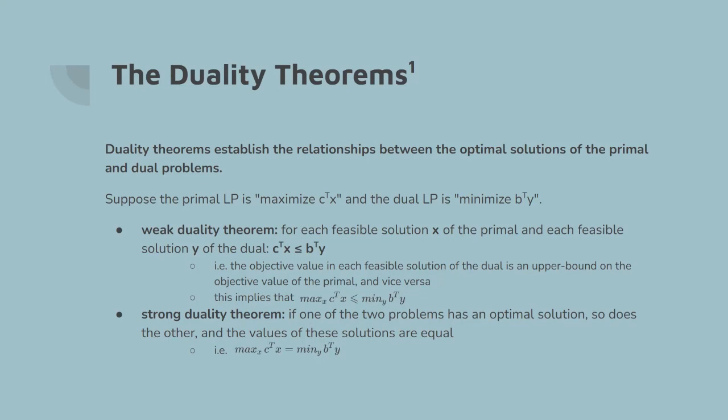The strong duality theorem states that if one of the two problems, the primal or the dual, has an optimal solution, then so does the other, and the values of these solutions are equal. In other words, the maximum value of c transpose x is equal to the minimum value of b transpose y.